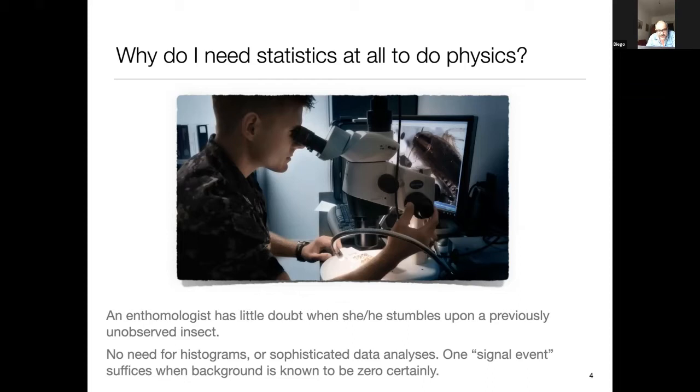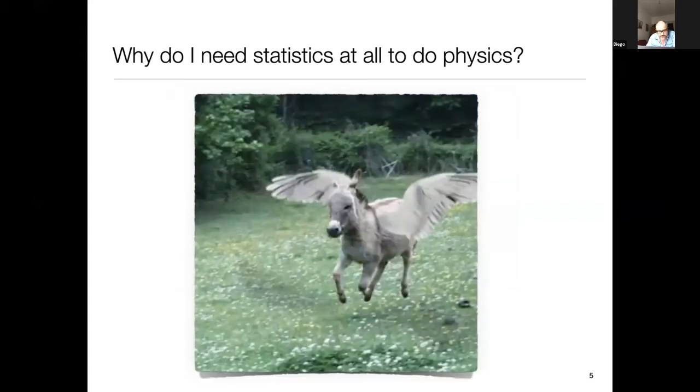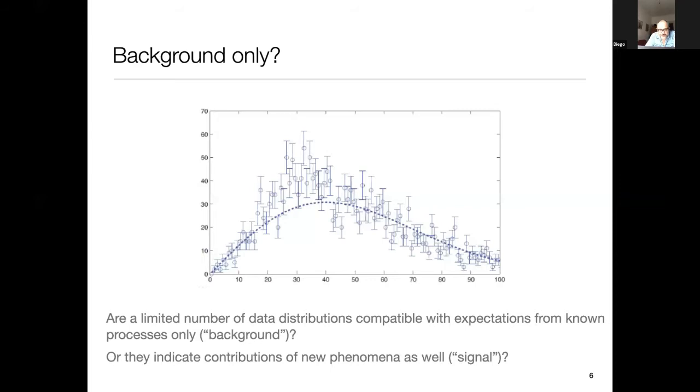This is a case where one insect, or if you want to phrase it in our lingo, one signal event, is sufficient to claim that you've seen a signal. And that's because basically background is zero. You know that background is zero and you know it's certain. So if you see a flying donkey, you don't need to do a sophisticated data analysis to see that you've seen something anomalous, right? But in our case, things are different because we do have backgrounds. We do have large backgrounds, and those backgrounds are not only large, but also not exactly known.